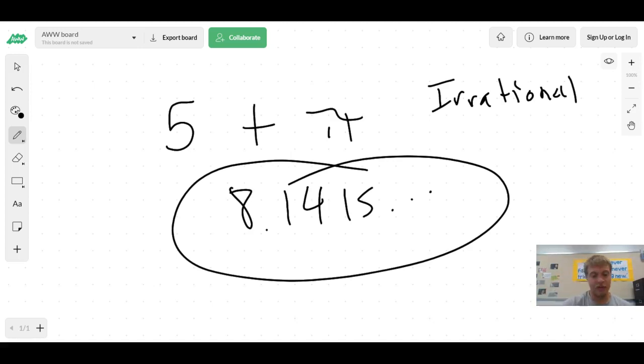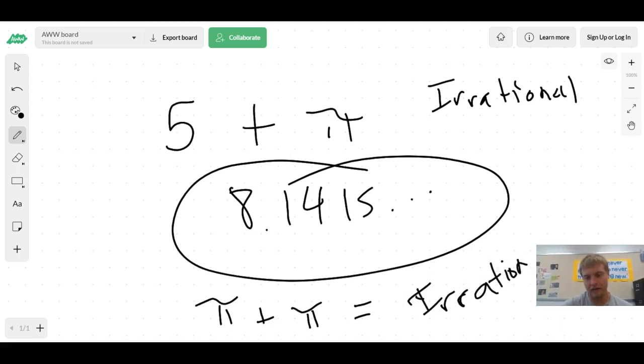Same thing if you had pi plus pi, the answer would still be irrational because adding these two decimals together isn't going to stop them from going on forever and not repeating. So that's kind of how those things work. Same with subtraction. Rational plus rational is obviously rational, because if you add two fractions together, it stays as a fraction or some kind of whole number which can be written as a fraction.